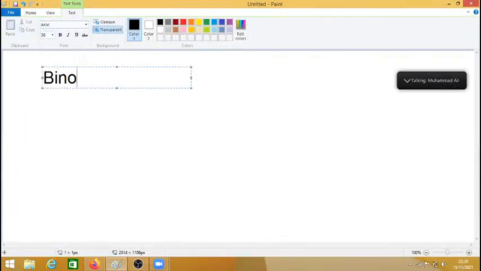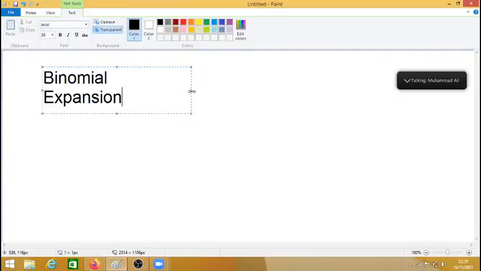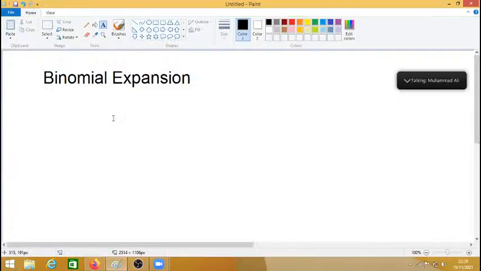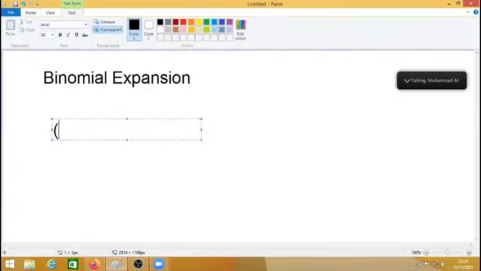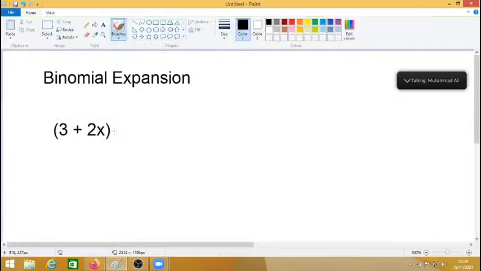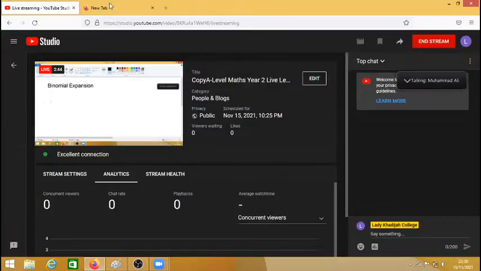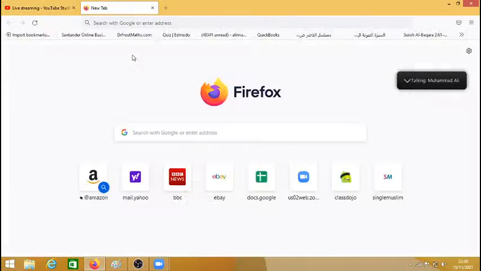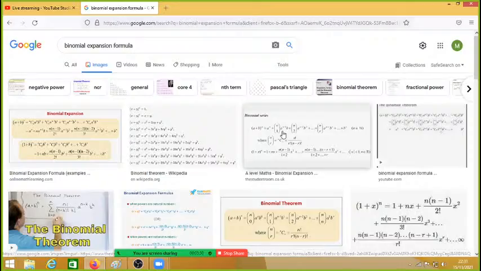Okay, Bismillah ar-Rahman ar-Rahim. In the name of God, the most gracious, the most merciful. Binomial expansion. There is a formula that you learned in year 1. So if you have something like 3 plus 2x to the power of 4, or 5, or 6, or any kind of positive power, then you can use that formula from year 1. Let me just Google it now so you can remember what it is.